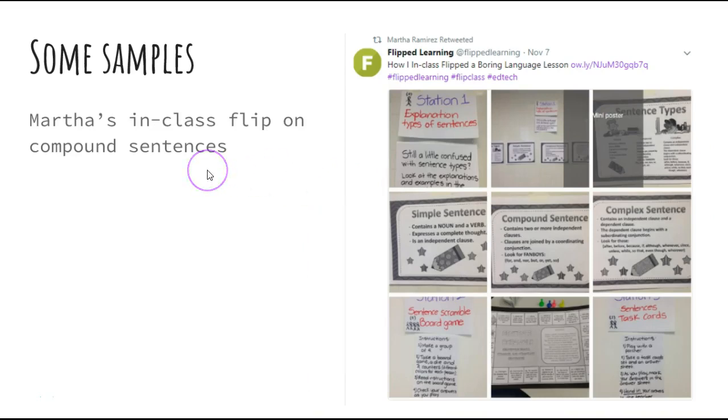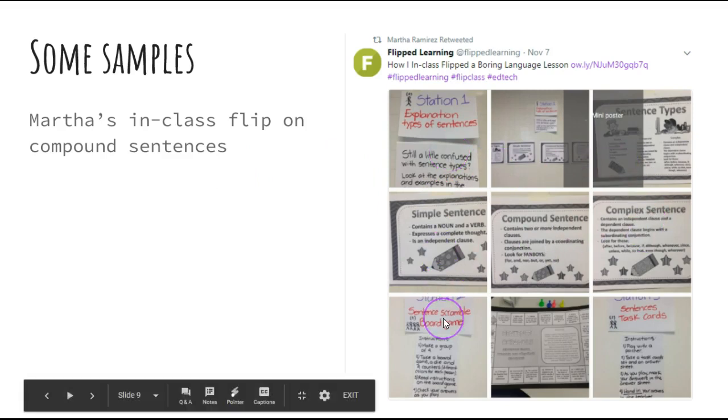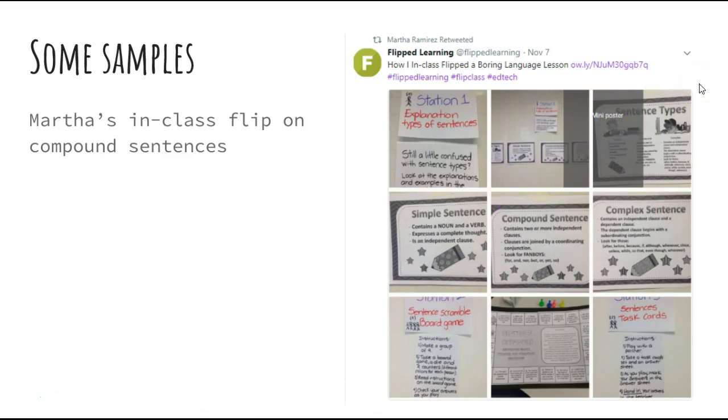Here we have Martha's in-class flip on compound sentences. As you can see, there are posters on the wall. So for example, Martha does that. She has mini posters instead of videos for her students to access the content sometimes. So that's another way in which you can make your environment flexible.